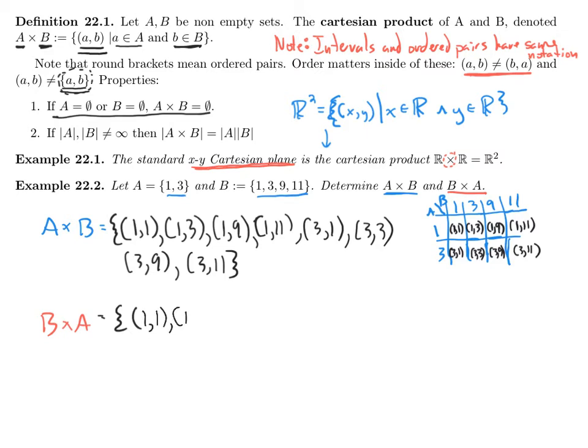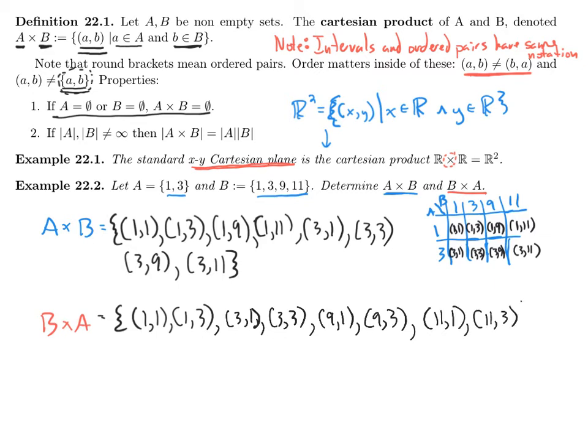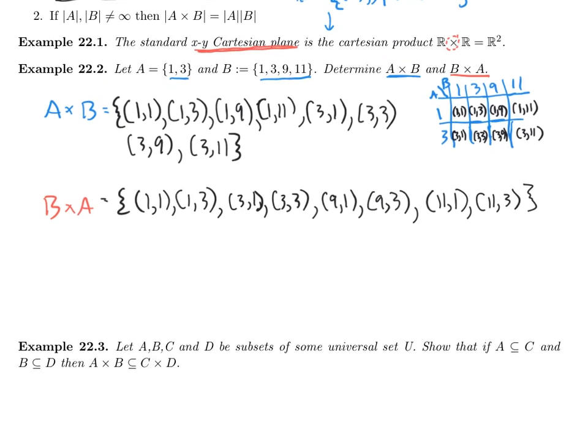(1, 1), (1, 3). That's all of the elements that have 1 as the first entry in our ordered pair. Okay, let's do the ones with 3. So (3, 1), (3, 3). Then (9, 1), (9, 3). And then (11, 1), (11, 3). You can even think of it, if you like, as just taking each of these and swapping where the elements are.